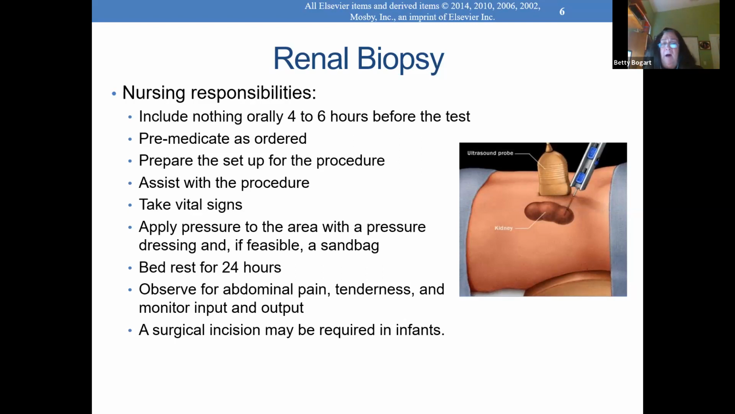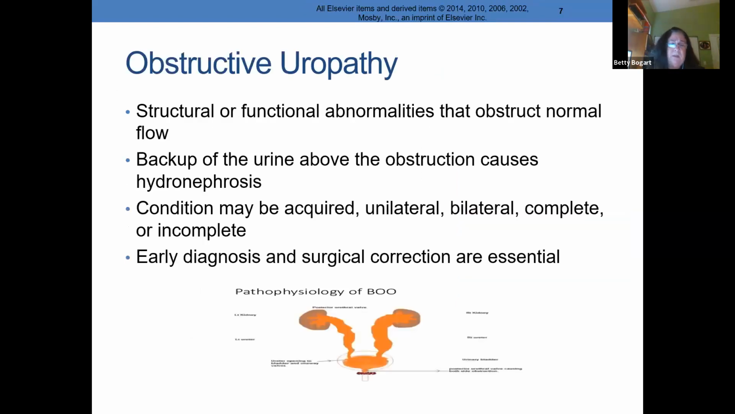And we're going to be monitoring that dressing for any oozing, and because it could be leaking into the abdomen, urine or blood, we're going to look for tenderness, we're going to look for pain, and of course, monitoring intake and output because we've just punctured that kidney, okay? Most of these children are put under some sort of anesthesia for this procedure because they have to hold quite still.